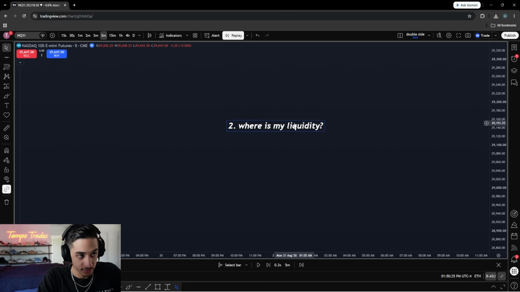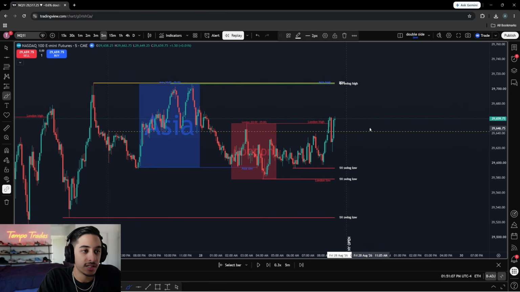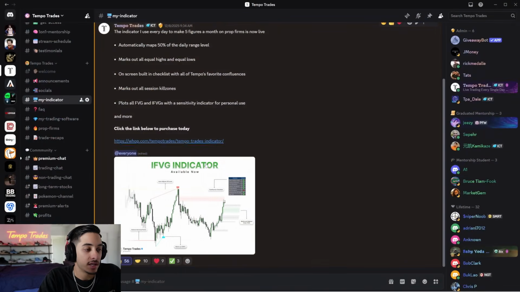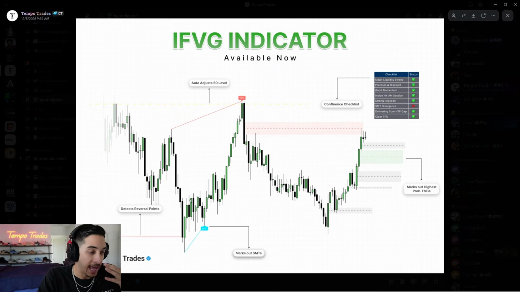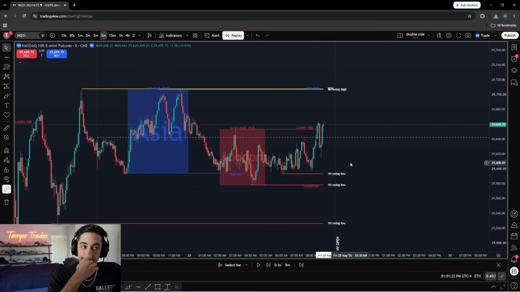All right, guys, so here is my indicator that I have enabled, and you can see this yellow line is 50% of the daily range. Now, I do just want to shout out my indicator. I have developed a custom indicator that will mark out every single level that I use, as well as this daily range level automatically. Because the thing with this daily range level is it's a dynamic level.